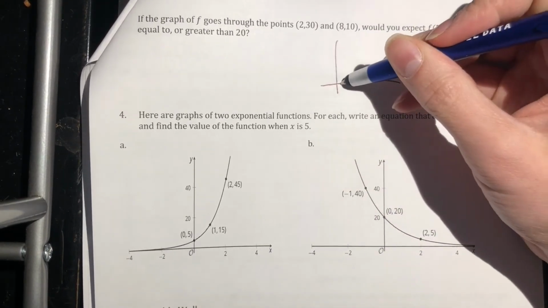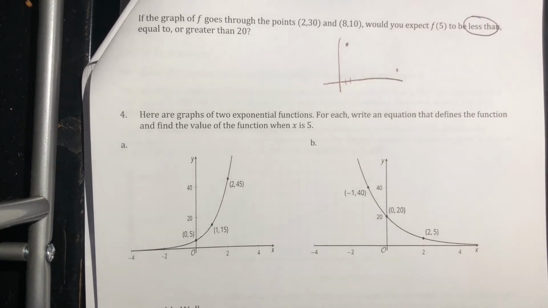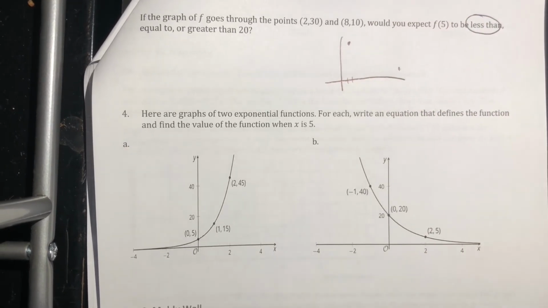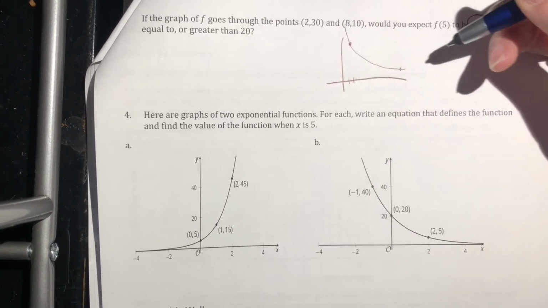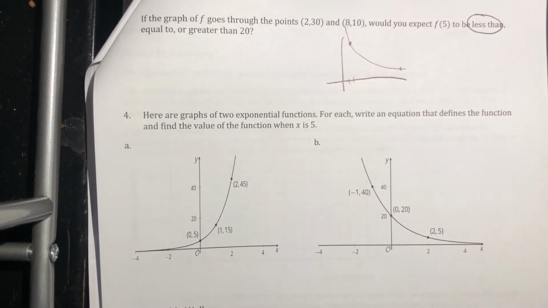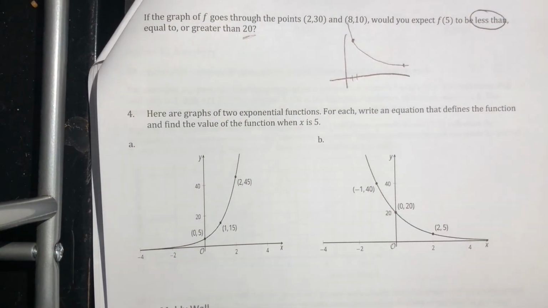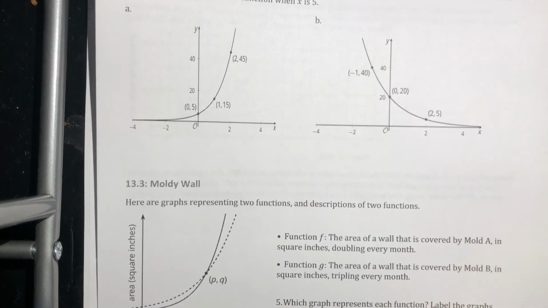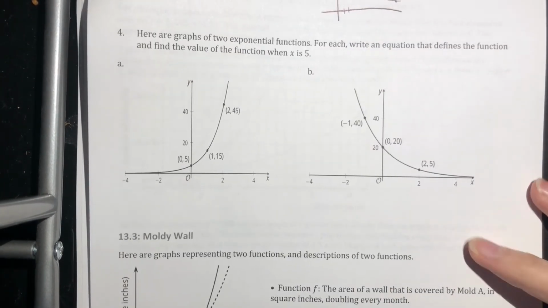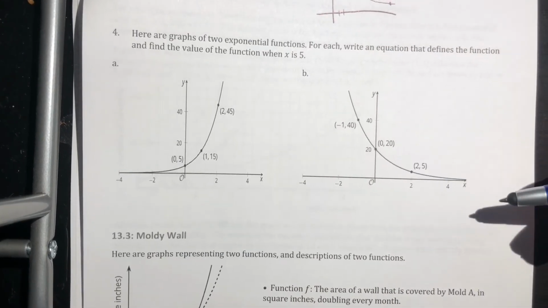Because think about the same graph. Now it's at (2, 30) and (8, 10). And our typical graphs start up high and they go lower. So it's going to be less than 20, which is the halfway point between 30 and 10. It'll be way less than half. All right. And some more practice. Pause if you want to practice number 4. This you should be able to do no problem. Pause it.